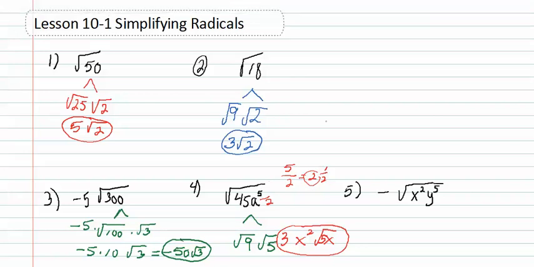Okay, so now we're going to keep our negative, because it's on the outside of our square root. I'm going to take x squared and divide the exponent by 2. 2 will go into 2 once, so that becomes just the x. I take the y to the 5th power and divide it by 2. 2 will go into 5 2 times, because 2 times 2 is 4. So I have y to the 2nd. That goes on the outside.